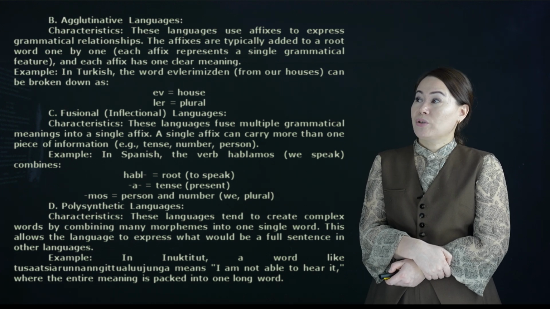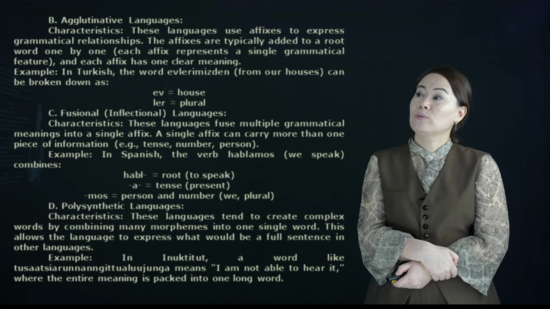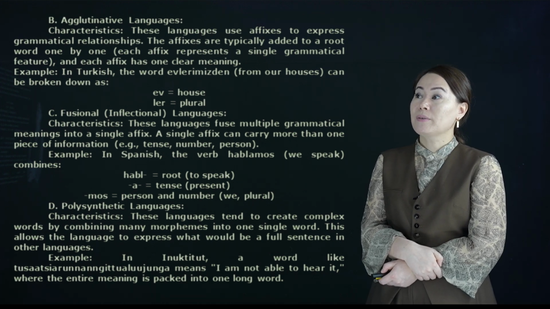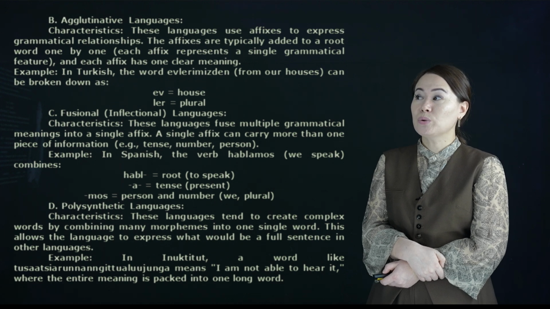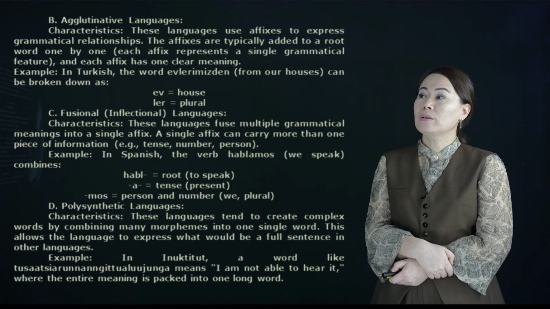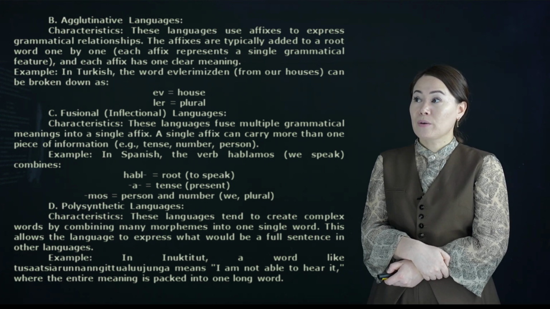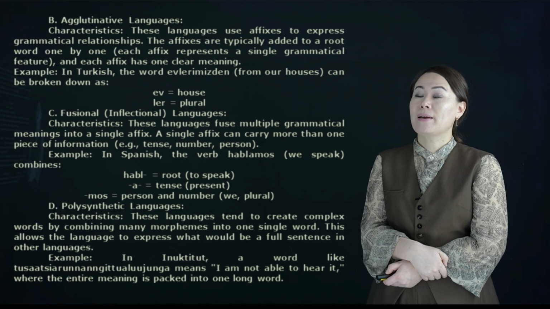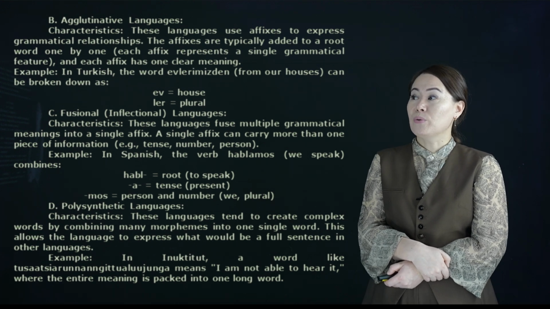Agglutinative languages. Characteristics: these languages use affixes to express grammatical relationships. The affixes are typically added to the word one by one. For example, in Turkish, the word evlerimizden, from our houses, can be broken down as ev, house, ler, plural.